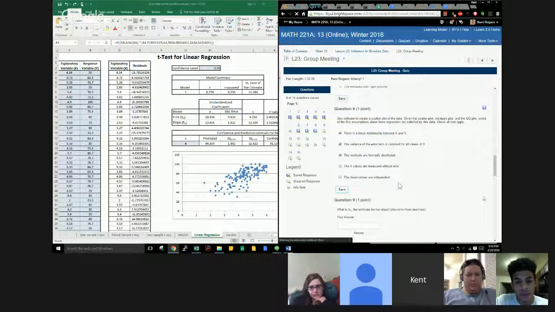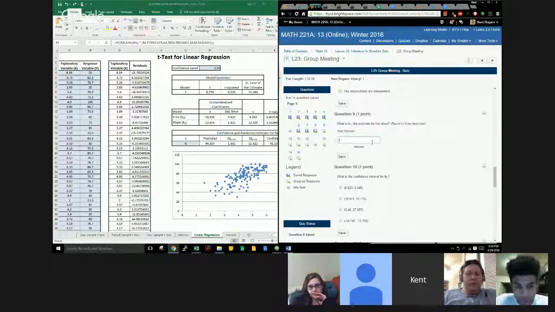I think this is a tough one. I just like the idea that we're looking at a scatter plot, a residual plot, and a QQ plot for certain things, but it's not for those last 2 things. Right, yeah, you're probably right.